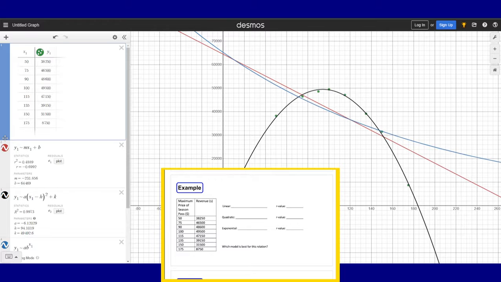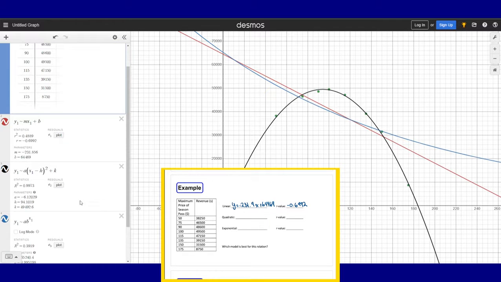I think it's pretty clear based on the data which one is the best fit. But let's go through and look at the equations for each of them and look at what R values we get. So for the linear model, we get y equals negative 231.9x plus 64,469. We get an R value of negative 0.6992.